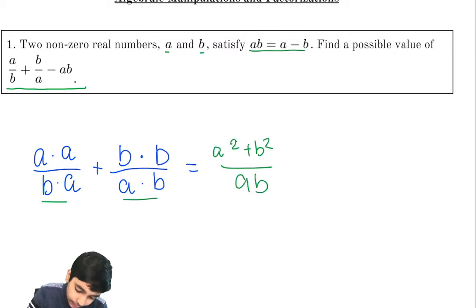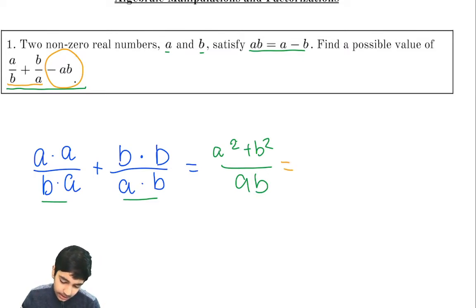And we'll worry about this ab term later. We'll subtract it at the end. Right now, I'm only dealing with the two fractions here. So the ab term we'll subtract at the end. And how can we find the value of this? Well, we have ab terms, so we somehow want to cancel terms here. So we want to cancel the ab term with something. Similarly, we also want to somehow use this fact that we haven't used yet.